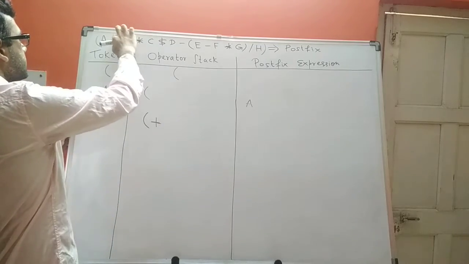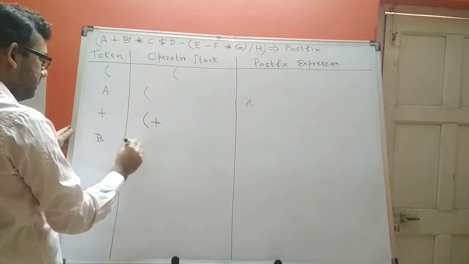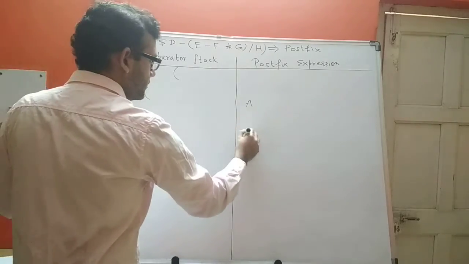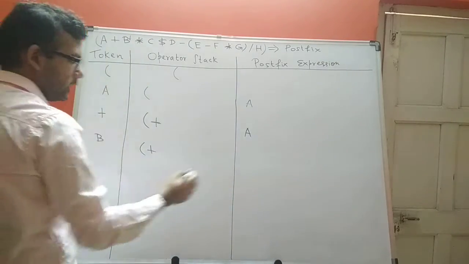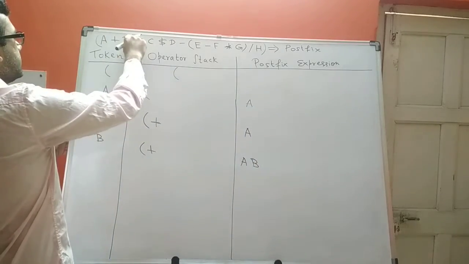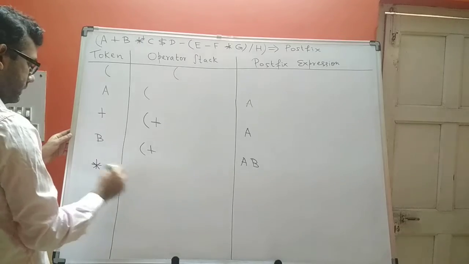So after plus, I have B. Now since B is an operand, my postfix expression still contains A. Since it is an operand, I will output it. Next, the next token is star.